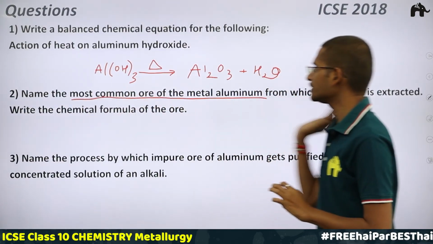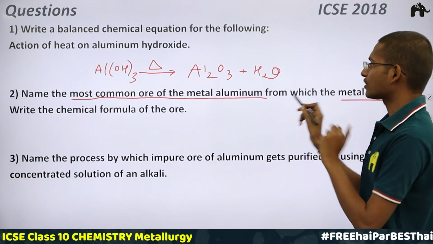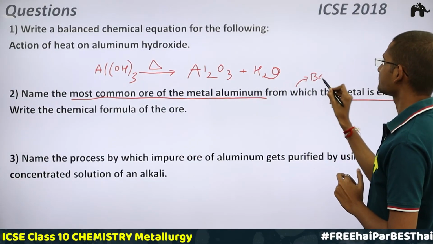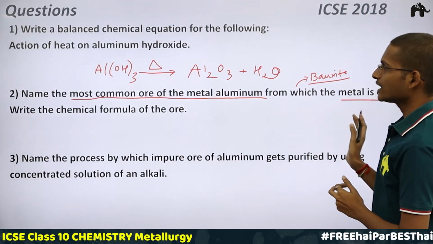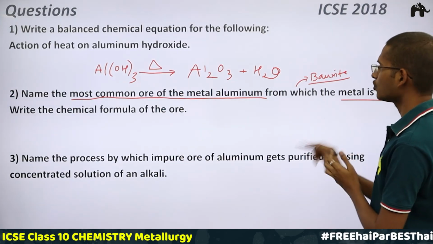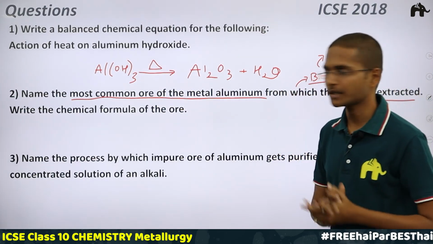Most common ore of the metal aluminium, from which the metal is extracted. Now very simple. Bauxite, we have studied it. All the things are starting from the bauxite only, right? What they are asking us, write the chemical formula for the ore as well. Now we all know the chemical formula. You can just write it on your own. We have seen it a lot of times.